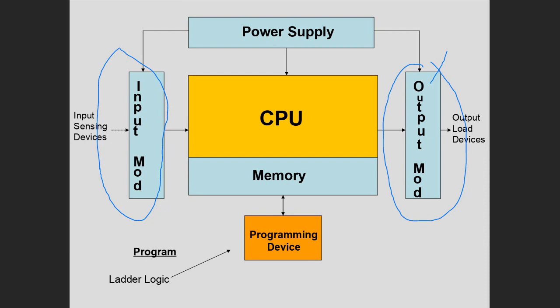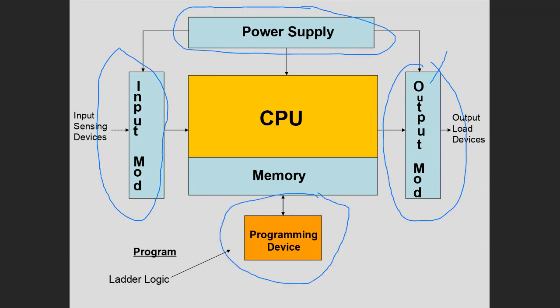Of course, every PLC will have a power supply. And then this device down here, the programming device, that's the way you get the program into and out of the CPU. And once the program is in the CPU, then you can disconnect the programming device and let the PLC run. You never have to connect that back to the PLC unit unless you want to edit the program or completely change the program.